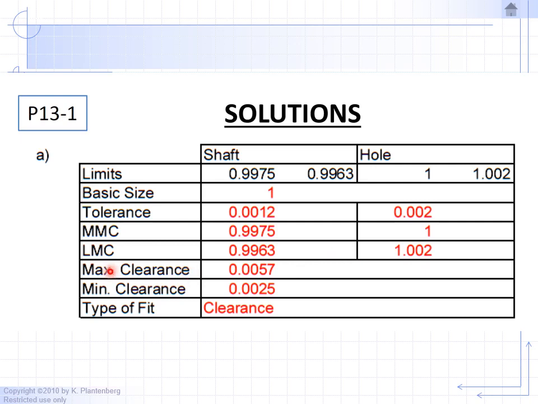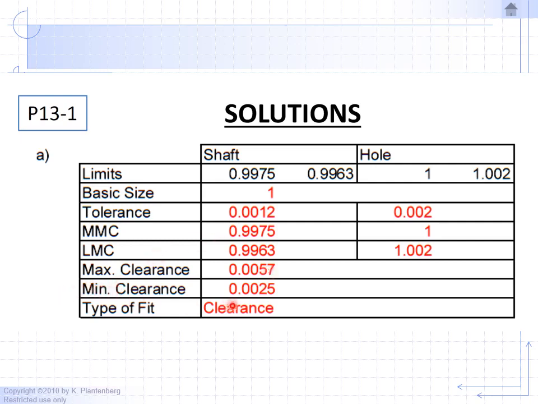All right, and maximum clearance. From the previous slides, we learned that maximum clearance is the largest hole minus the smallest shaft. So for maximum clearance, we go to the largest hole, 1.002, and subtract the smallest shaft allowed. 1.002 minus 0.9963 gives us a maximum clearance of positive 0.0057.